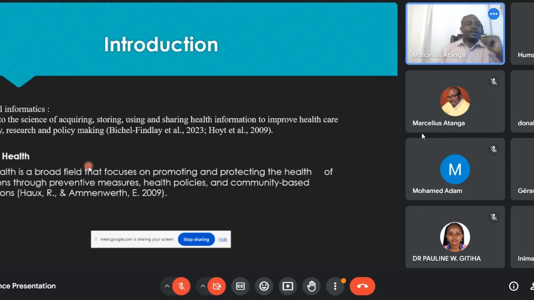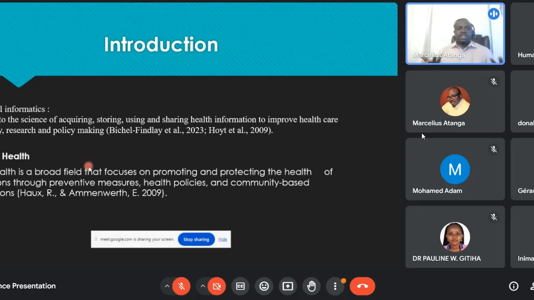But what is public health? Public health is a very broad field, and it focuses on promoting and protecting the health of populations through preventive measures, health policies, community-based interventions, and there are a few areas that we want to look at when we talk of public health.